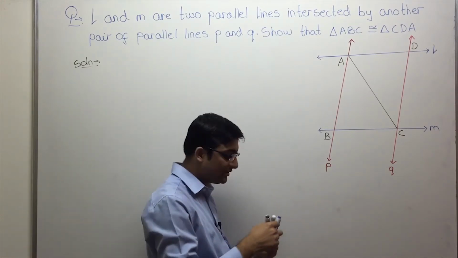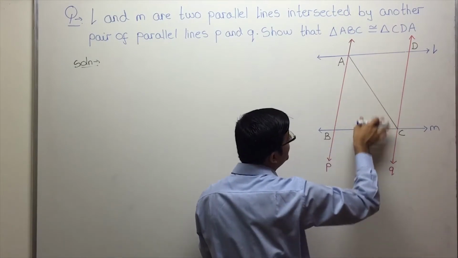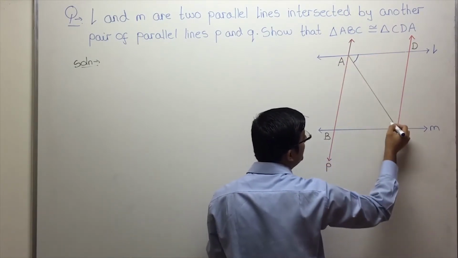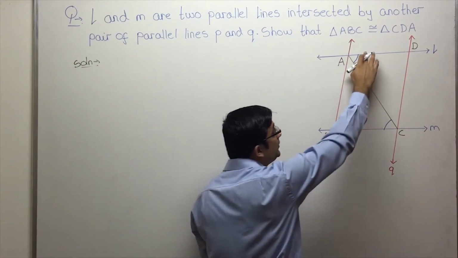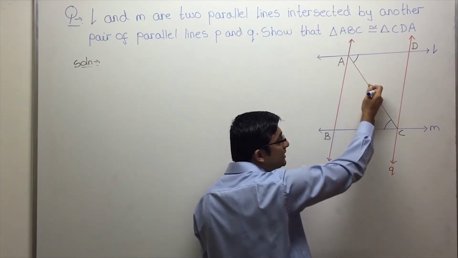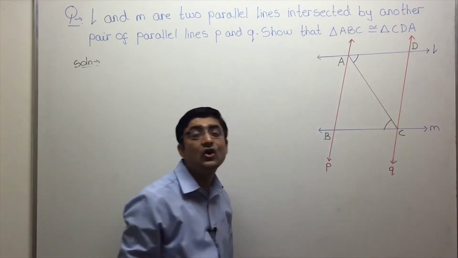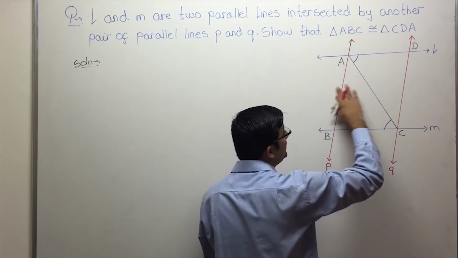First, check for alternate interior angles. So see, look at lines L and M. AC is the transversal. So this over here is equal to this. See, these are two alternate interior angles. They are between the two lines, so interior angles. One is on the right side of the transversal, others on the left side of the transversal. So what are these two angles? Alternate interior angles.